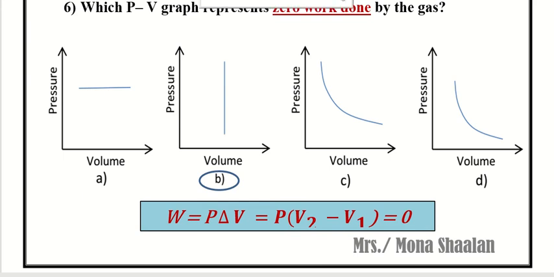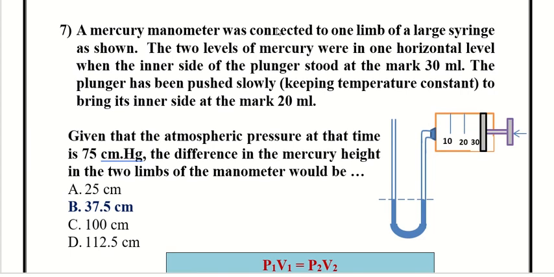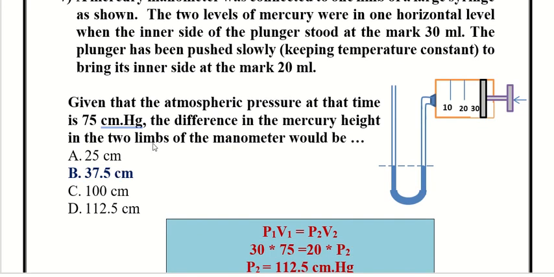Question number 7. A mercury manometer is connected to one limb of a large syringe as shown in the figure. The two levels of mercury were at one horizontal level when the inner side of the plunger stood at a mark of 30 milliliters. The plunger has been pushed slowly, keeping the temperature constant, to bring its inner side to the mark of 20 milliliters. As the volume here changes, the pressure will change.